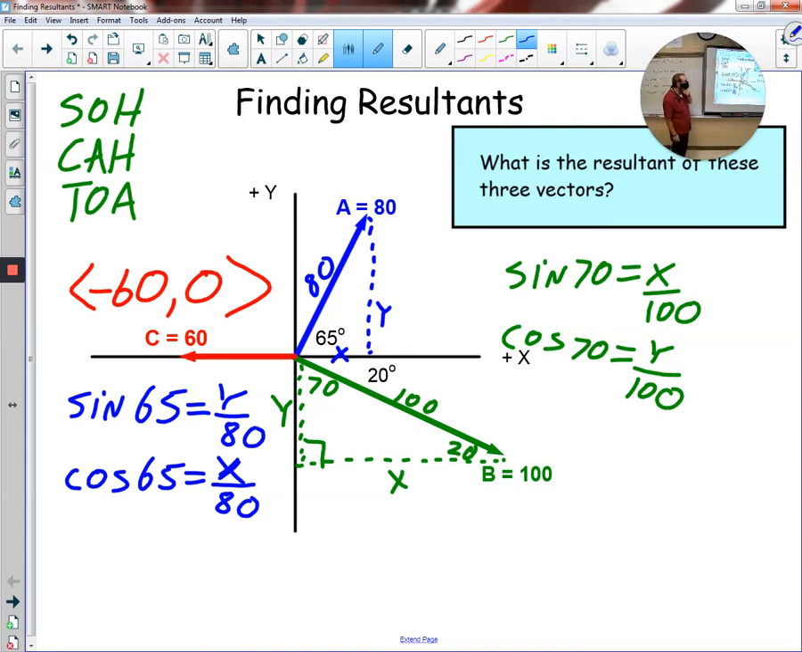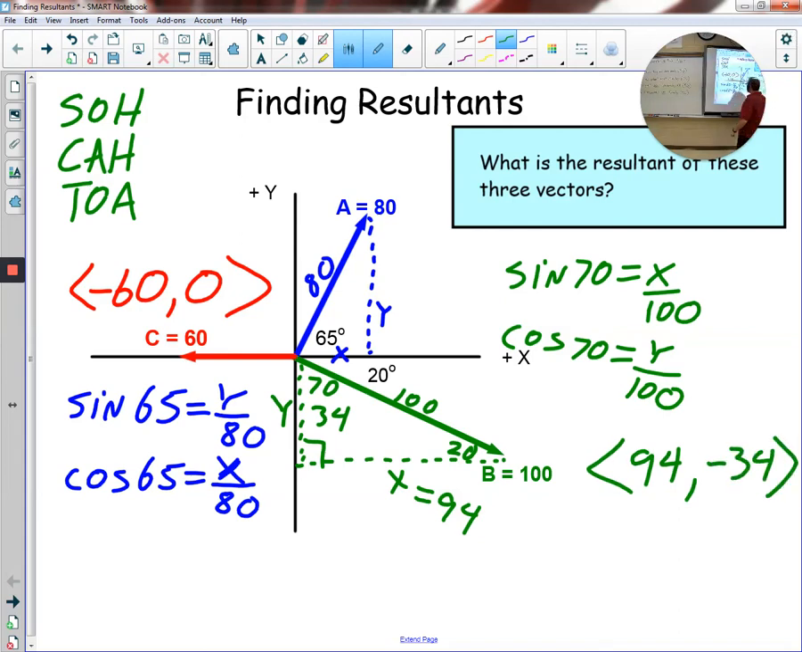Okay. So what's your x for your green? I got 93.96. Okay, let's make it 94 just to make it easy. Emma, have you got our y yet? 34.2. Let's just call it 34. Now it's going to be negative 34 because we're going down, right? So my vector for this one is going to be 94, negative 34.